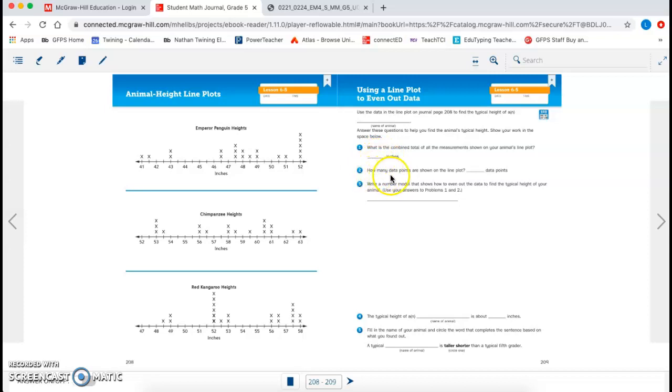Then it asks how many data points are shown on the plot. That's the number of x's. So I have 21 x's, so I would write 21 here. I have 21 data points. Then it says write a number model that shows how to even out the data to find the typical height of your animal. The typical height of your animal is the answer that you found for all of the combined heights divided by how many data points you have.